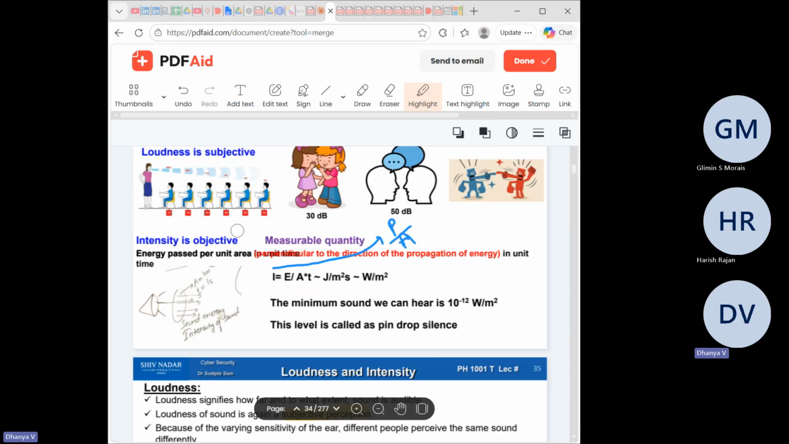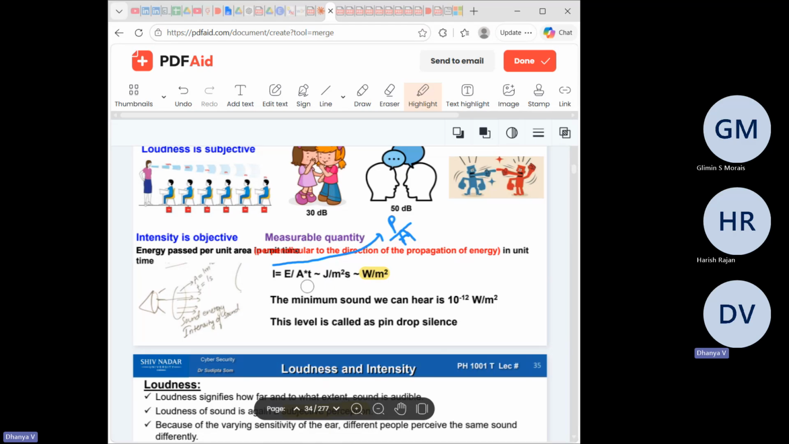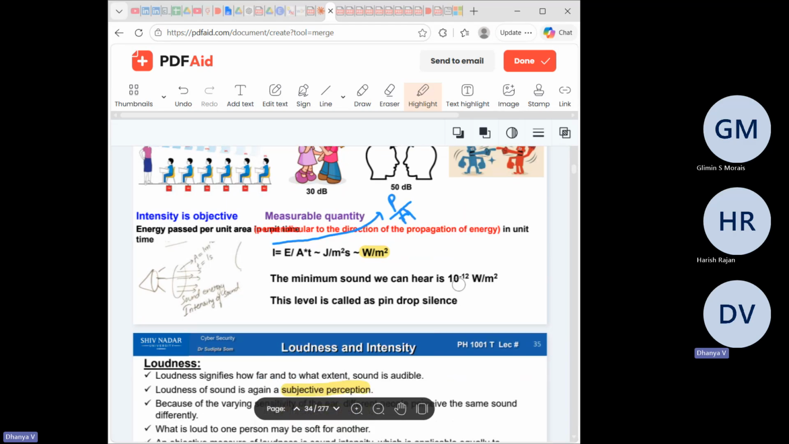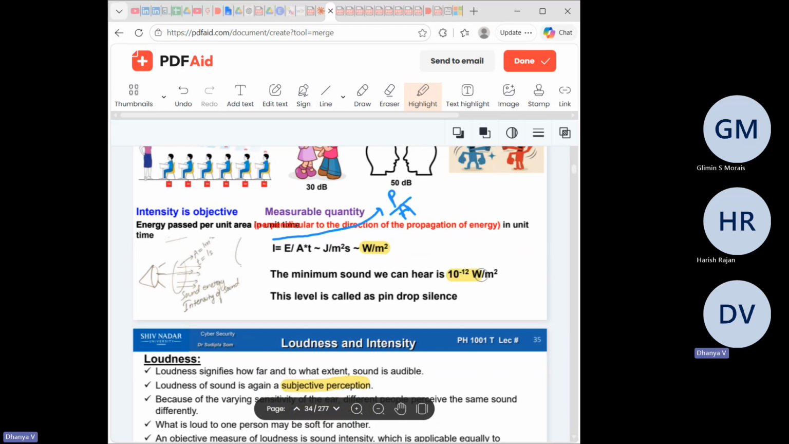Now intensity. We said it's measurable, so what is intensity essentially? It is power by area. Power is E by T, and area. For E the SI unit is joule, for area it's meter square, and for time it is second. Joule per second is watt. Even if you forget all of the formulas, with power by area you can derive the formula and get the unit. The minimum sound that you can hear is 10 to the power minus 12 watt per meter square.